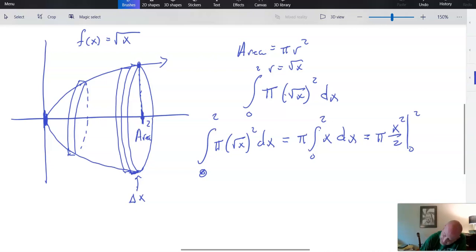Oh, I see what I did. I actually changed it from my example. I did 0 to 4 in my example, so this isn't going to be the same answer. Nonetheless, this is my function.